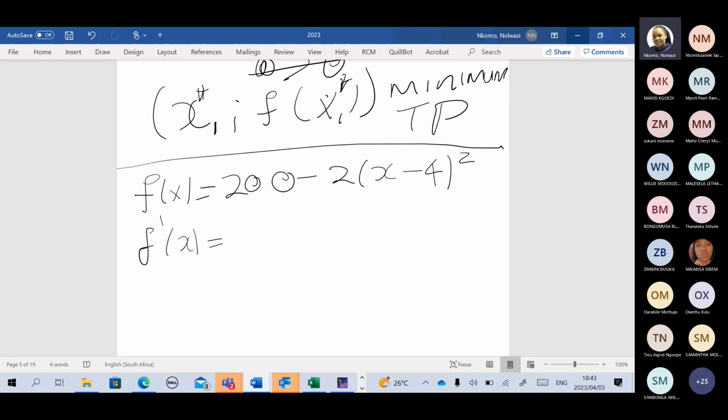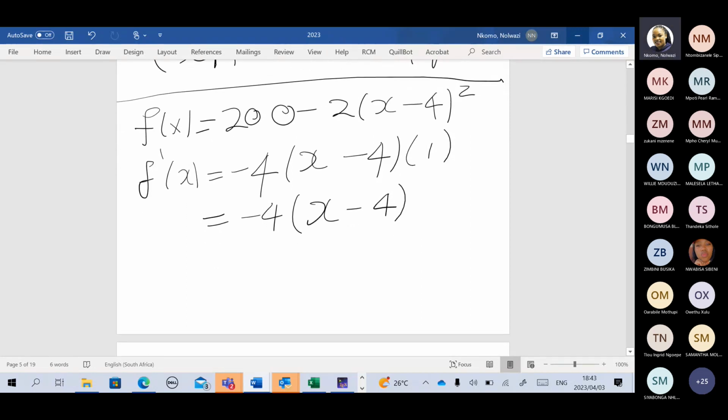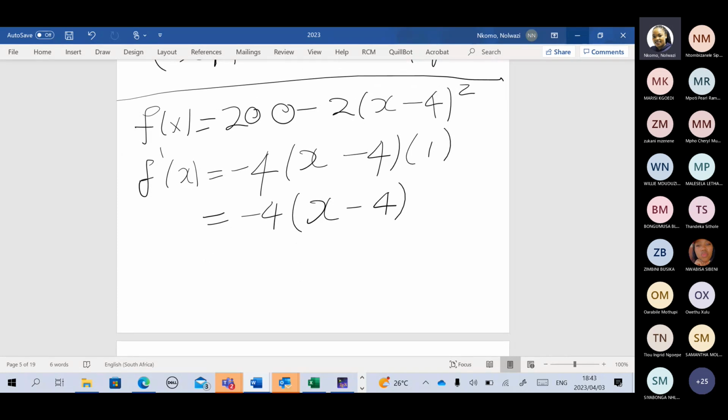And the derivative of this function would be minus 4 into x minus 4 times 1. And this is just minus 4 into x minus 4, the first derivative of that function. Because you see we have the inner function and the outer function. The derivative of 200 is 0. And then for the outer function, I'll take the outer function as u squared, and the inner function is u.